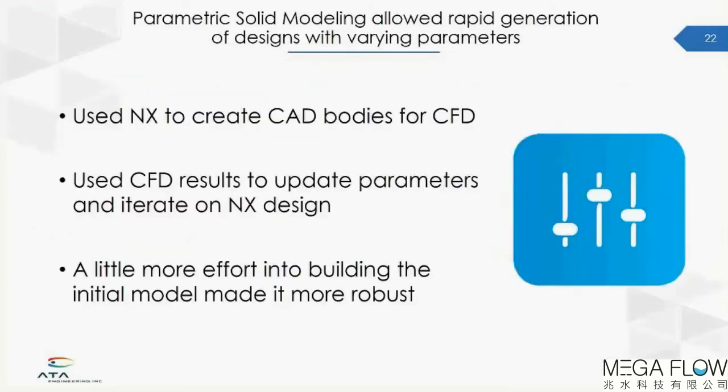Because we use Siemens tools, we used parametric solid modeling to rapidly generate different designs with varying parameters. And so we would use NX to create the CAD bodies for the CFD, and then we'd use the CFD results to update our parameters and iterate on the NX design. And in general, the designers found that a little bit more effort in the beginning in building initial models made it more robust going forward.